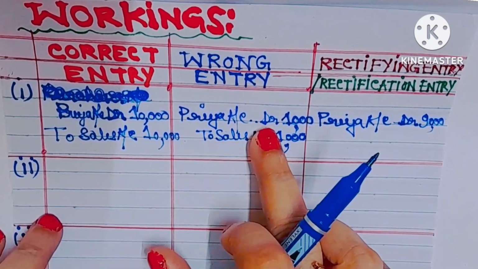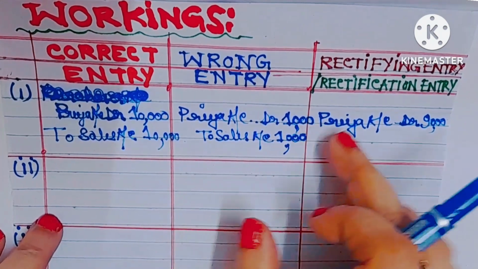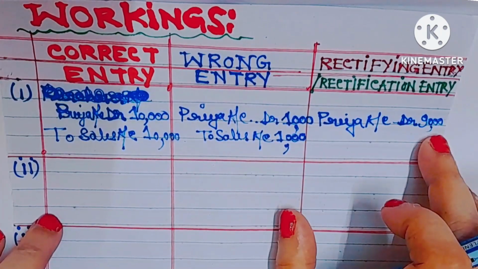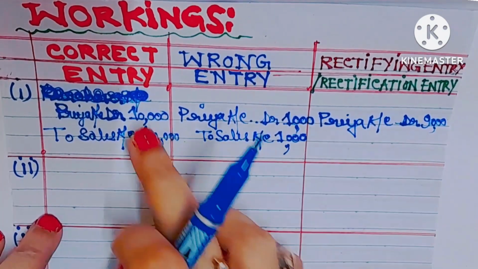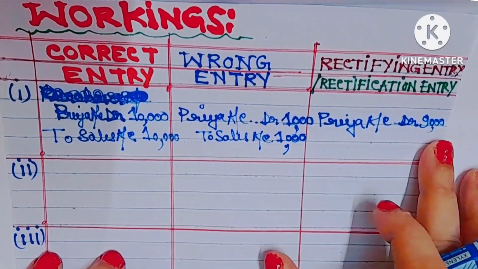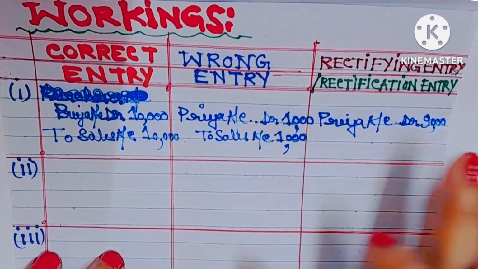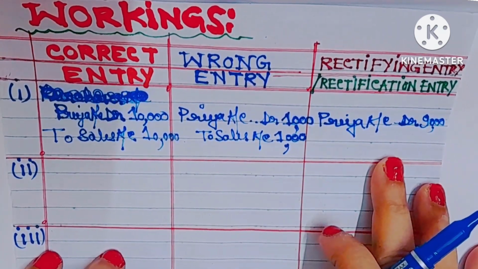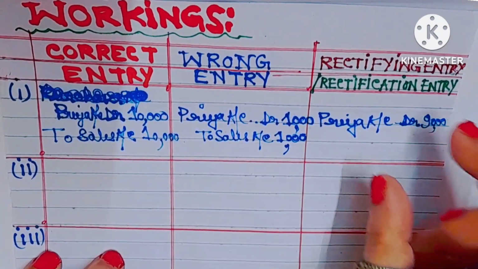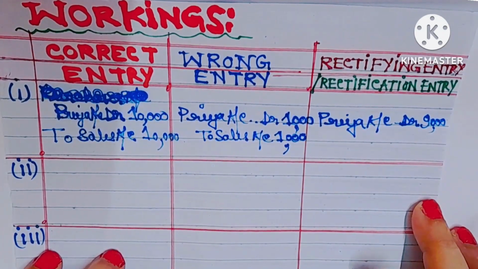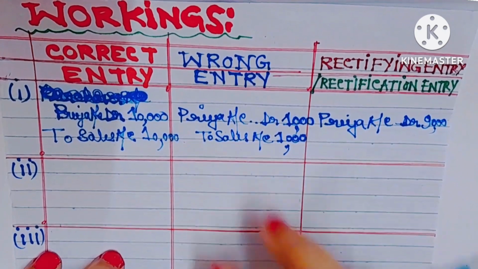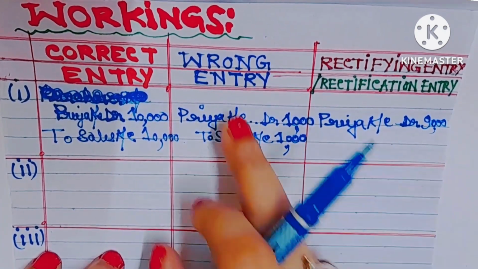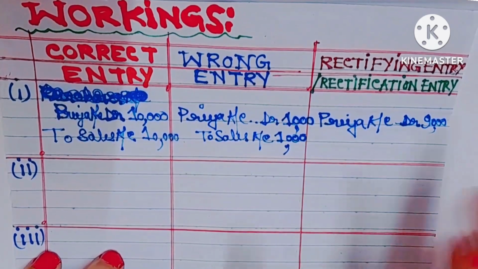So Priya account debit rupees 1,000. You'll write Priya account debit rupees 9,000 in the rectifying entry. 1,000 plus 9,000 will give you 10,000. Please remember, the entry will be on the same side. You do not have to reverse the entry. Just write the additional amount, or the differential amount, on the same side. But to decrease the amount, you have to pass the reverse entry.